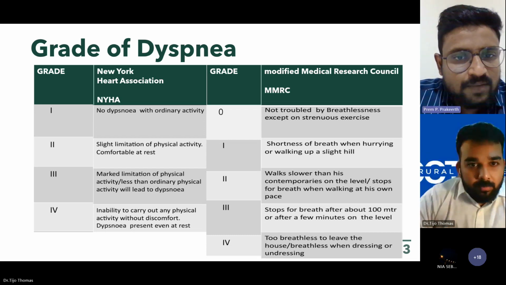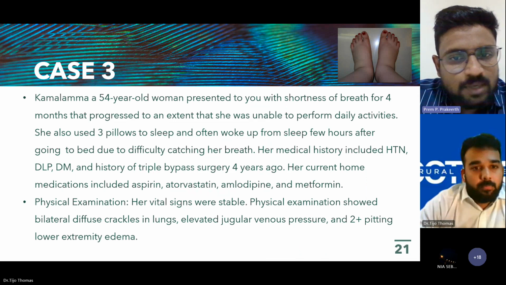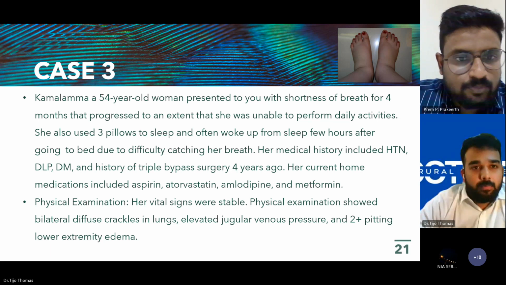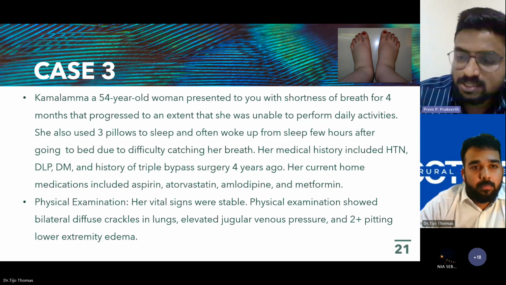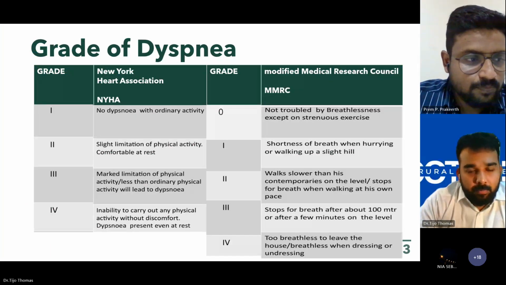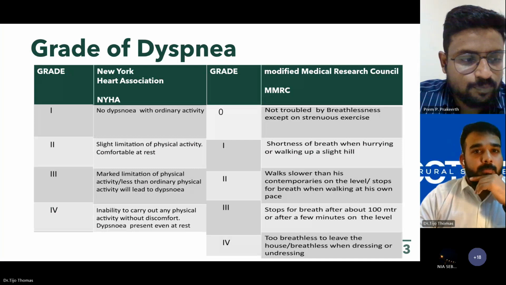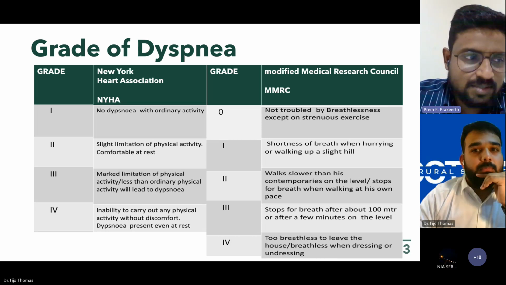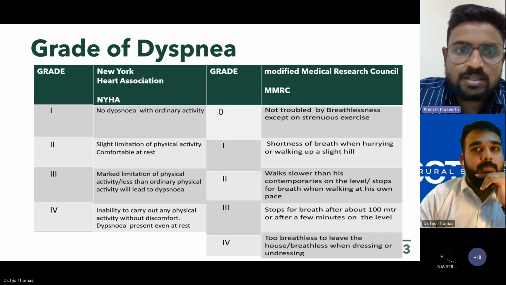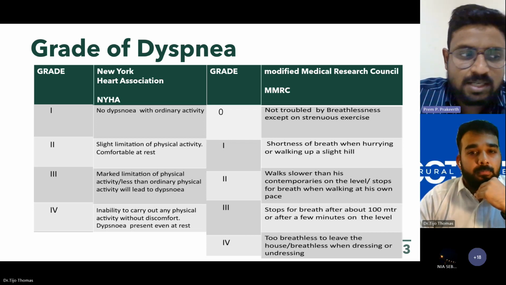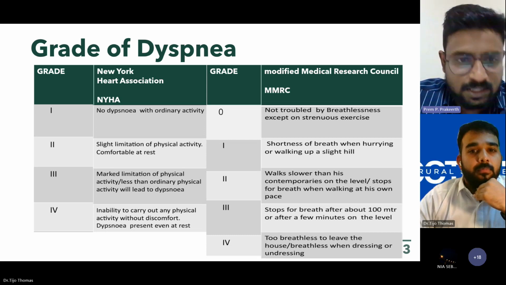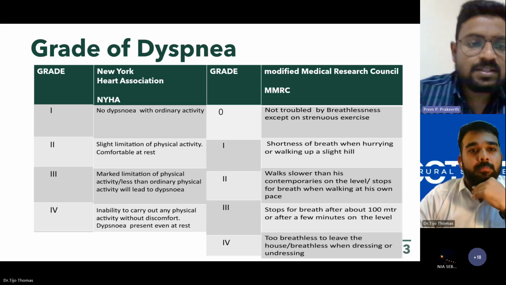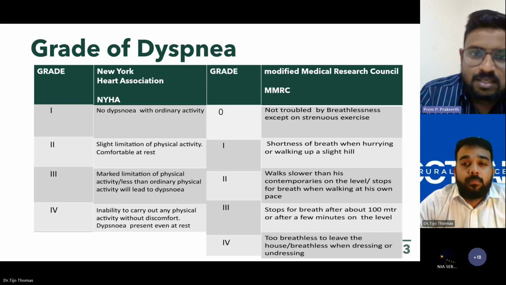The patient is having difficulty in performing daily activities. And one more thing is the patient is having PND. So PND is which class of NYHA? I think it's 3. Yes, 3. So if the patient has PND, then the patient is in NYHA class 3. So the patient is having NYHA class 3.